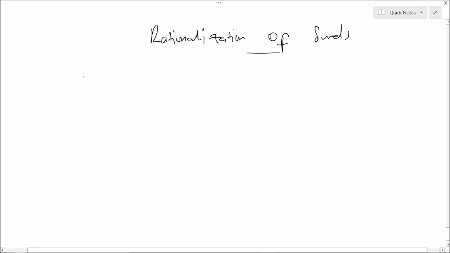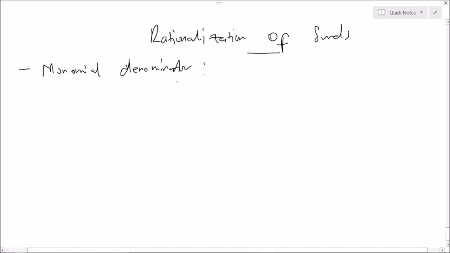In the first place, we'll look at how to rationalize a surd with a monomial denominator. How to rationalize surds with monomial denominator.